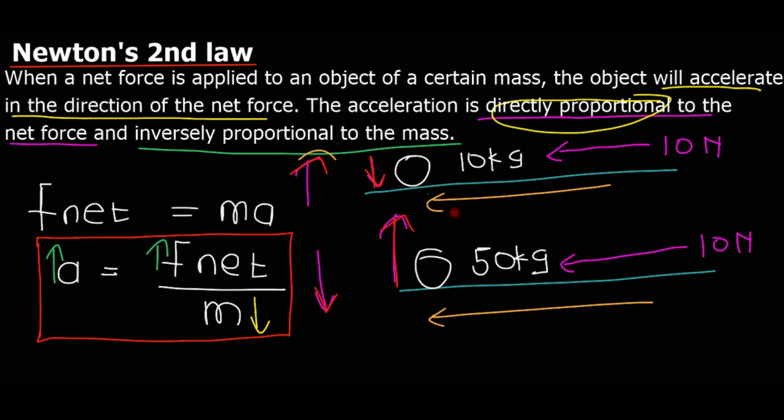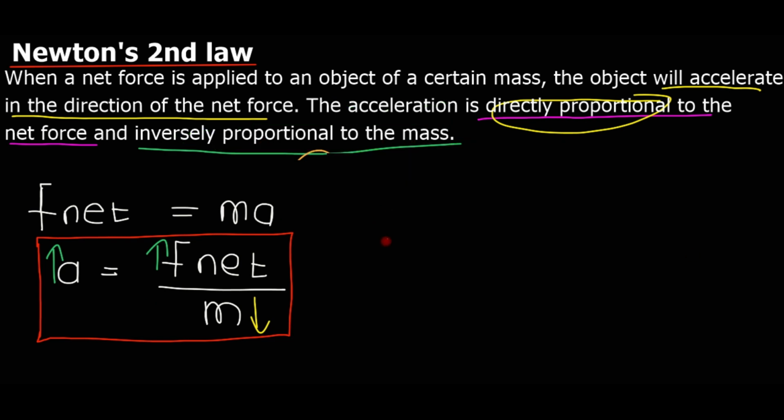So when mass increases, acceleration decreases, and when mass decreases, acceleration increases. That is why acceleration is inversely proportional to the mass, because remember, inversely proportional means one increases and the other decreases. So this part here is inversely proportional.